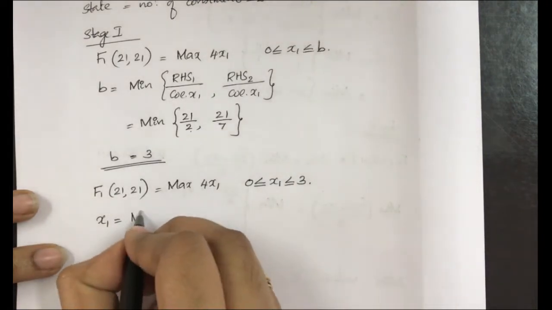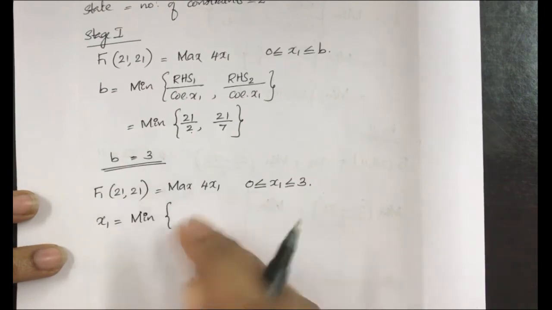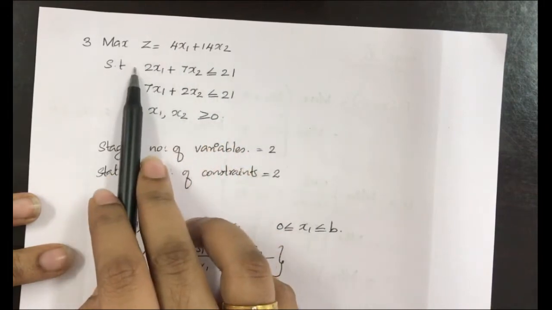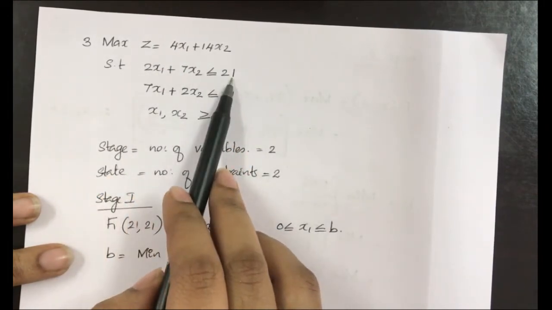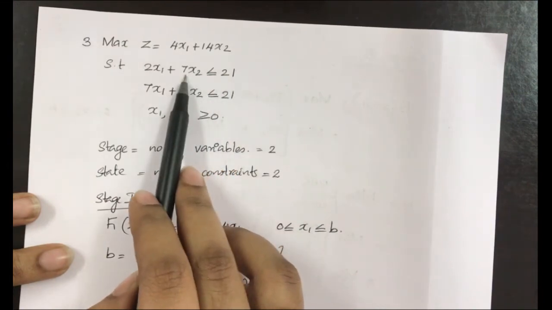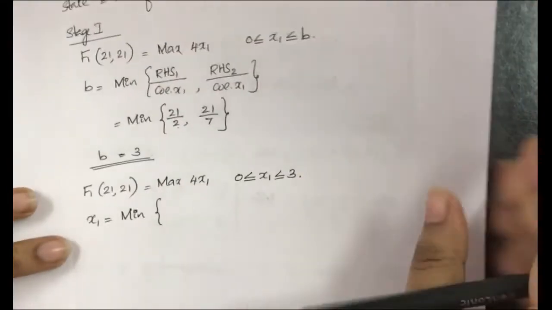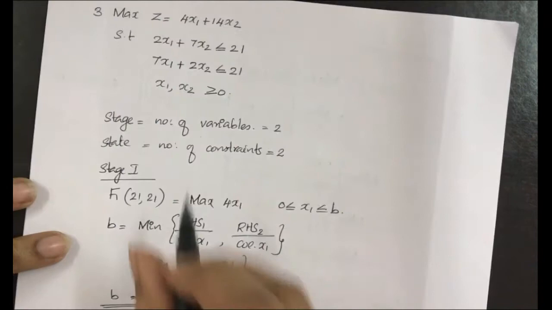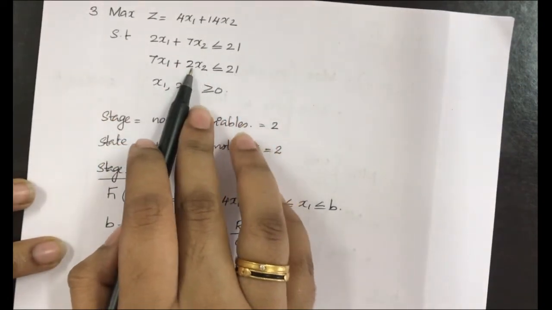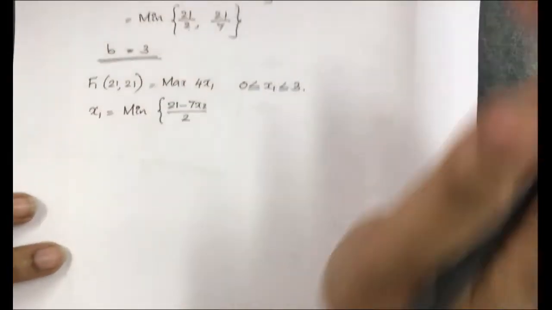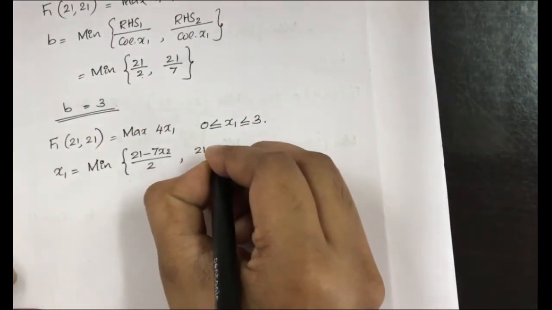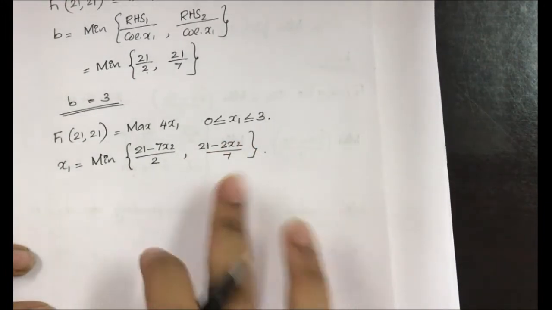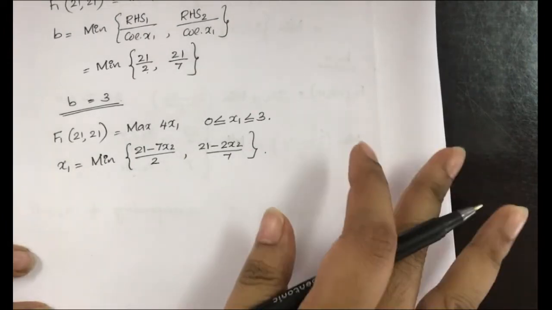x1 is equal to minimum of, what is the equation of x1 from this constraint, 2x1 plus 7x2 equal to 21? Then what will be x1? 21 minus 7x2 the whole divided by 2. That is minimum of 21 minus 7x2 the whole divided by 2. The second, what is the equation of x1? 21 minus 2x2 the whole divided by 7. This is the minimum of. So the first part is completed.